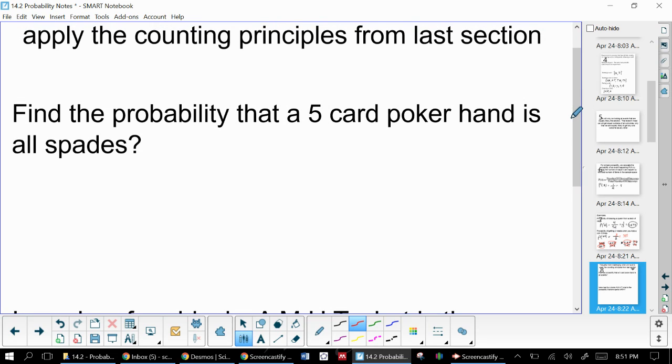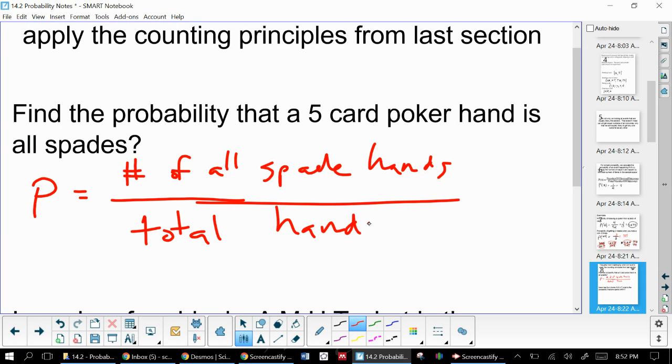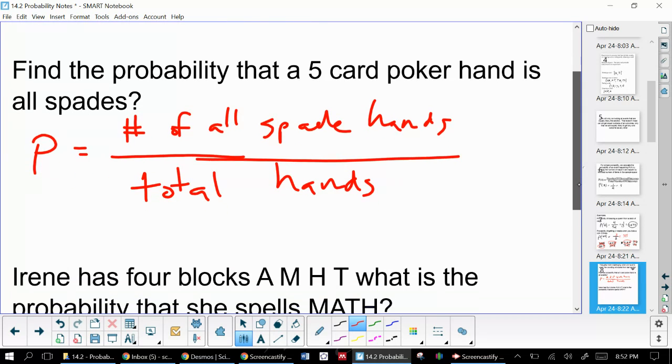So first up, find the probability that a 5-card poker hand is all spades. Now, there's a lot of possible poker hands. There's no way we could possibly list all these out. But if we go back and think about something that we learned last week, we can work on this. So this probability is going to be the number of all spade hands over the total number of hands. And those two things separately we can work out because we learned how to do that last week.